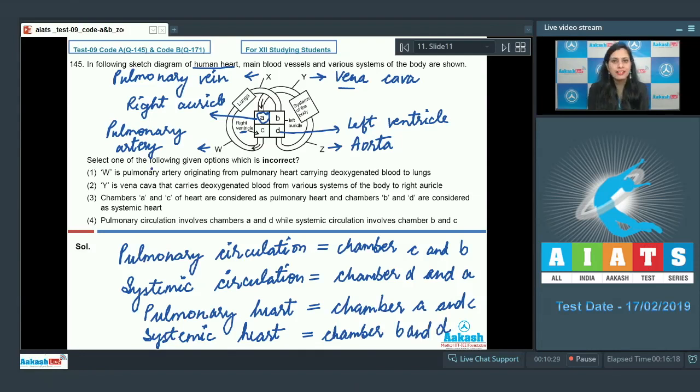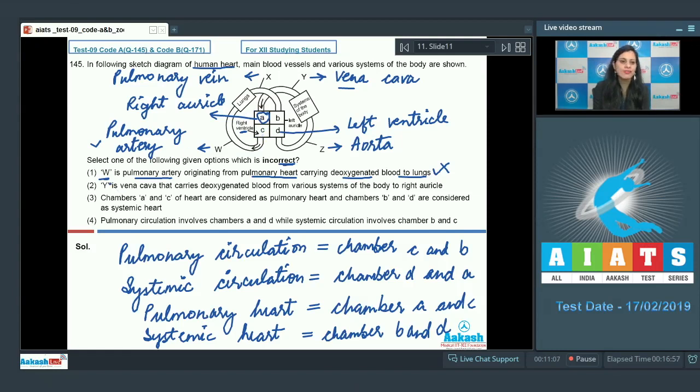Now let's read the question. Select one of the following given options which is incorrect. And the very first option given is W is pulmonary artery. Yes, this is true. Originating from pulmonary heart, carrying deoxygenated blood to lungs. And as it is a correct statement, this cannot be a correct answer to our question, because we have already discussed that deoxygenated blood from chamber C is pumped through pulmonary artery to reach lungs.